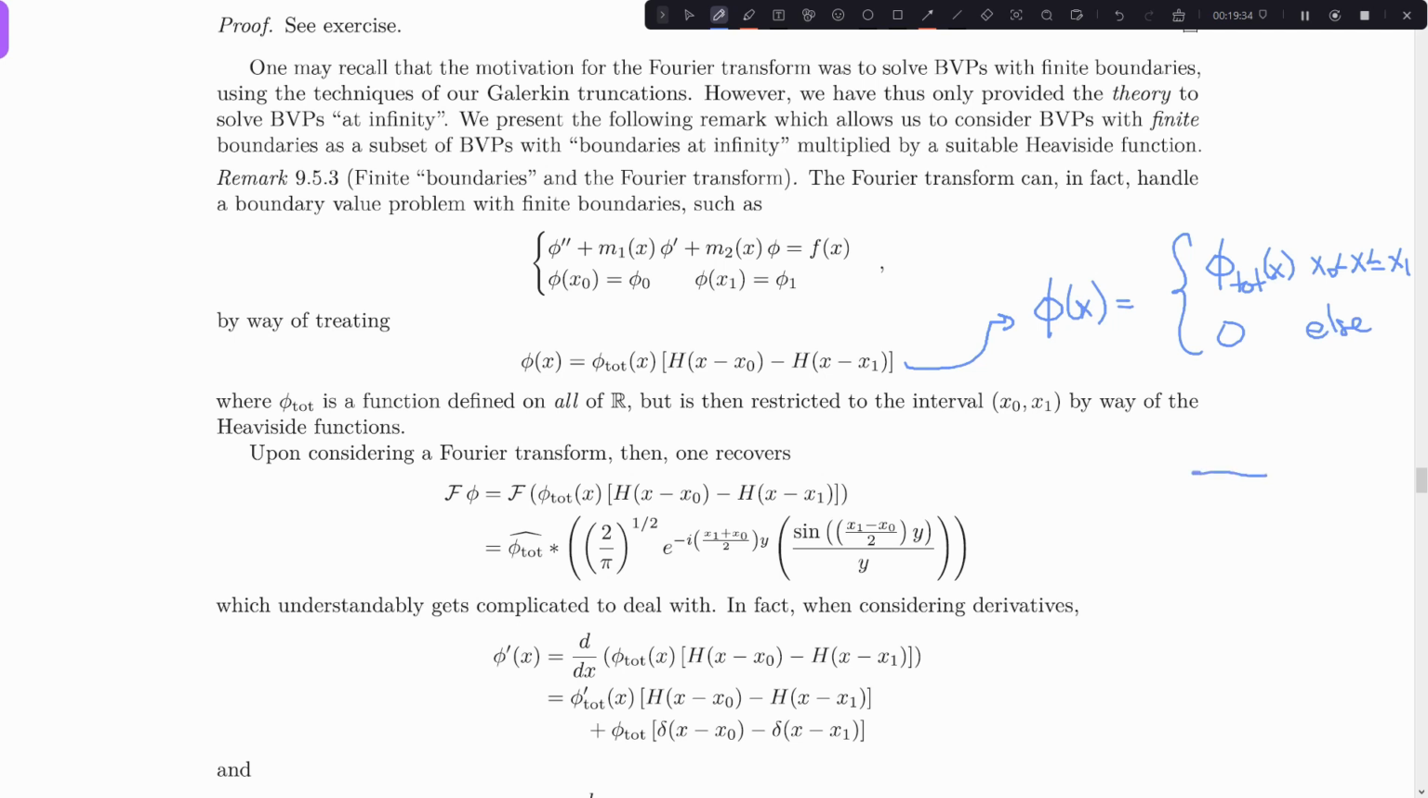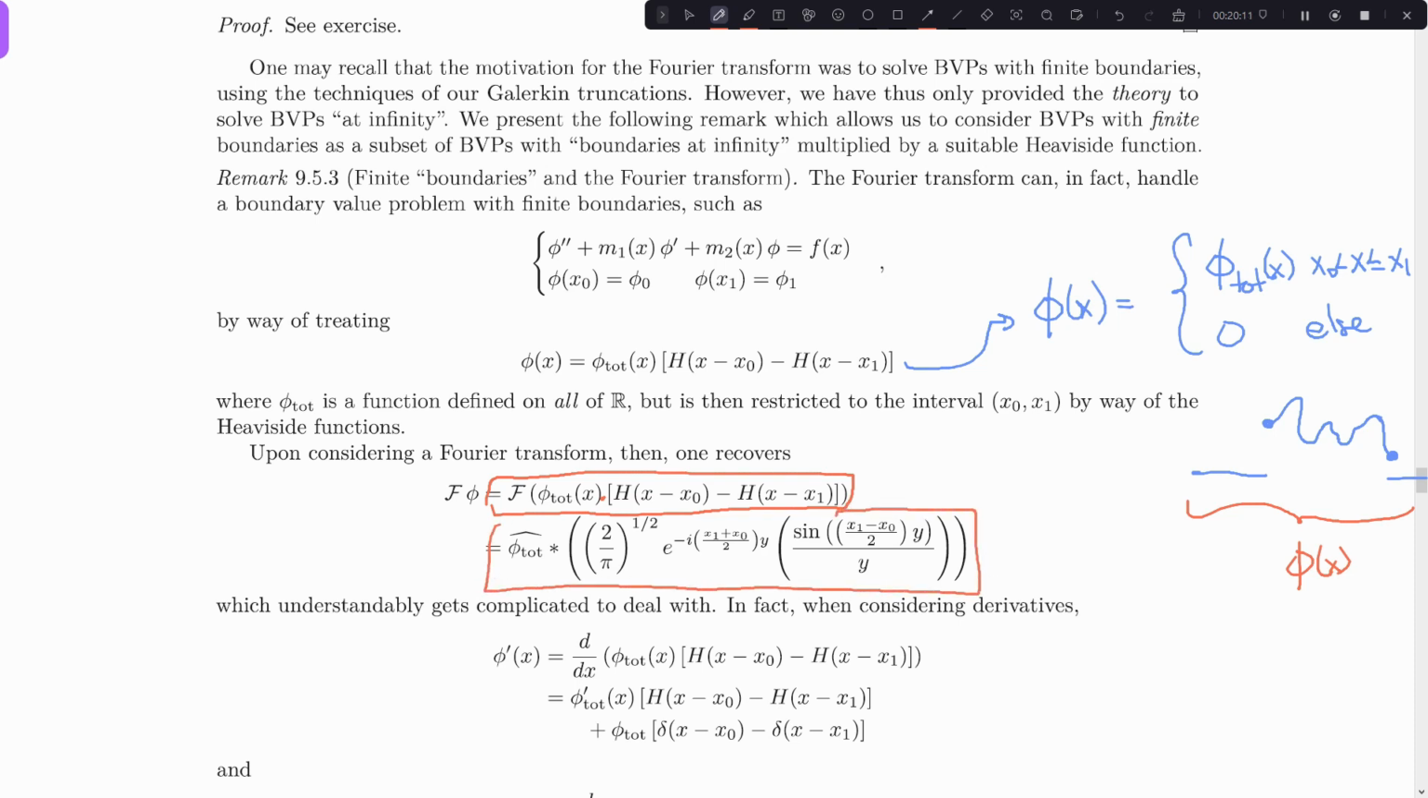And so maybe I have 0, and then I'm up here, my function does its weird, crazy thing. Maybe it comes down there, and then I'm 0 again. And this is the behavior of phi of x. This is a perfectly valid function for me to take a Fourier transform of. But once I do that, things get a little bit ugly, right? Because I'm considering the Fourier transform of a multiplication of functions, which means I'm considering the convolution of phi tot with that really big ugly thing, which I have described down in the table.